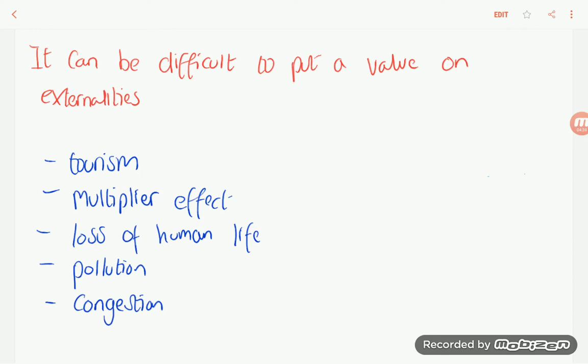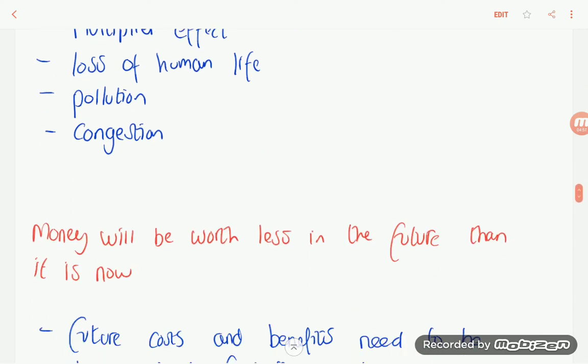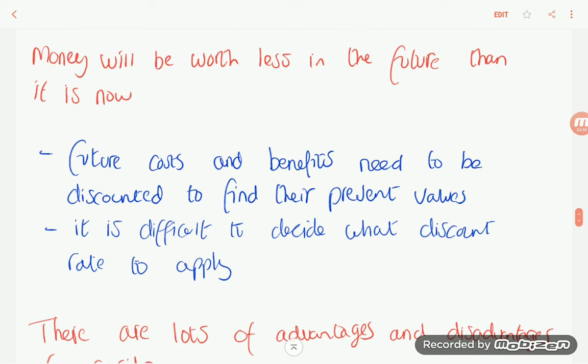And finally, congestion. Congestion not only includes pollution, but also wastes people's time. Some economists may calculate the value of each hour of wasted time as the amount of money that person would have earned if they were working instead. Other economists may count it as wasted leisure time and therefore give it a different value.